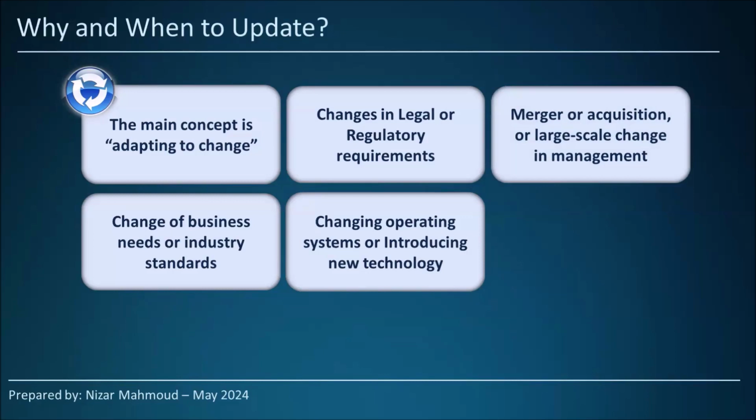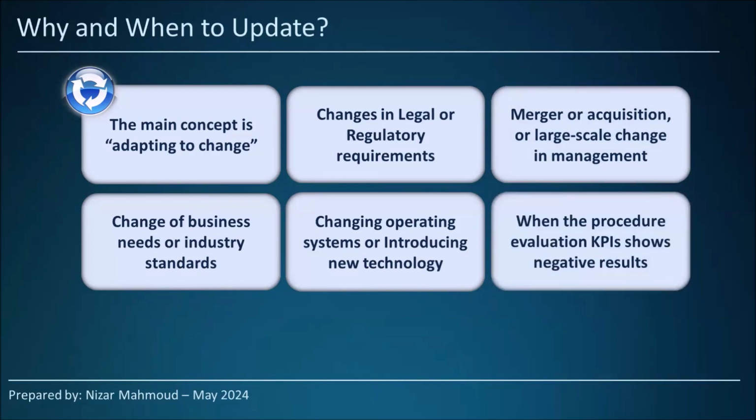And whenever there's a merger or acquisition, or a large scale change in management, like centralized, or a major change in the department names or the responsibilities, this should be reflected in the procedures. And as we talked about in the previous slide, we were going to set KPIs to see if these changes had negative or positive results. If it shows negative results, the procedure should be updated or changed to reflect a positive result.